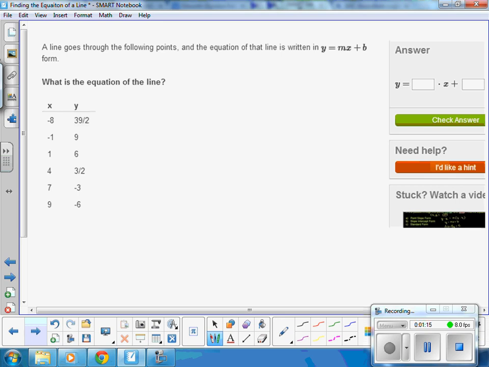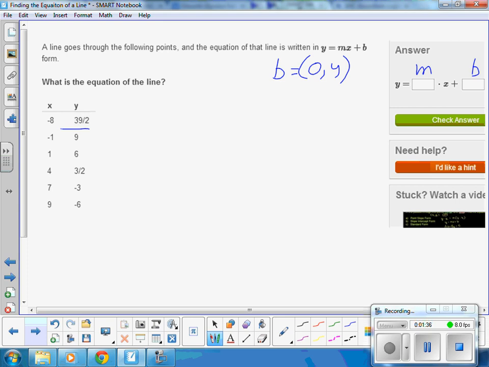Here, a line goes through the following points, and the equation of this line is y equals mx plus b. What is the equation of the line? Well, remember, this needs to be m, and this needs to be b. And remember, b is equal to the value of y when x is 0.